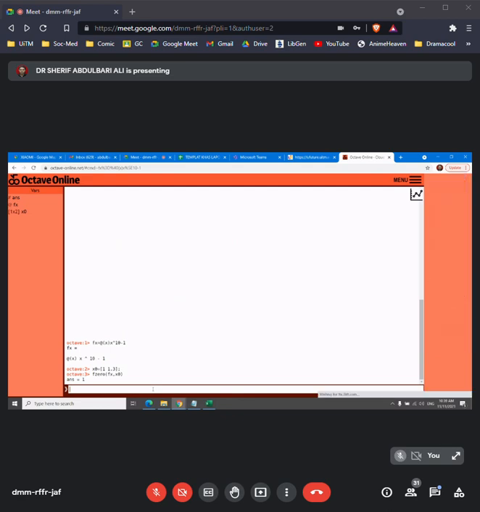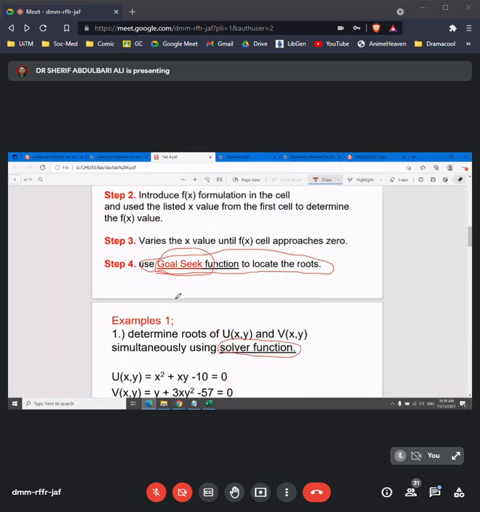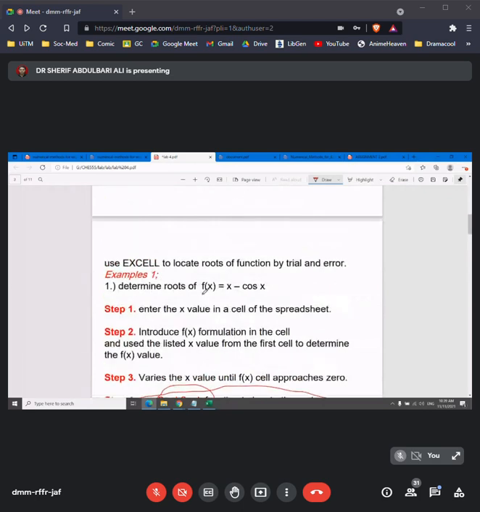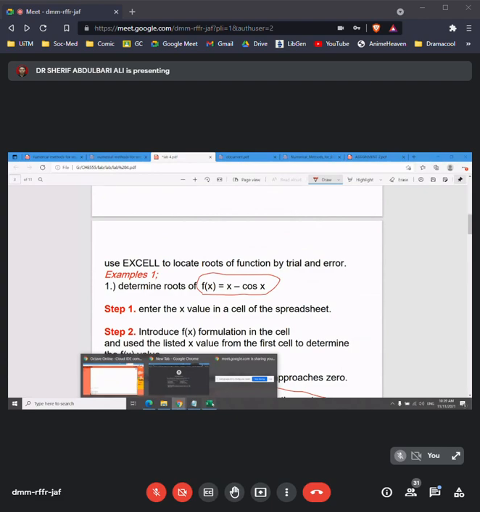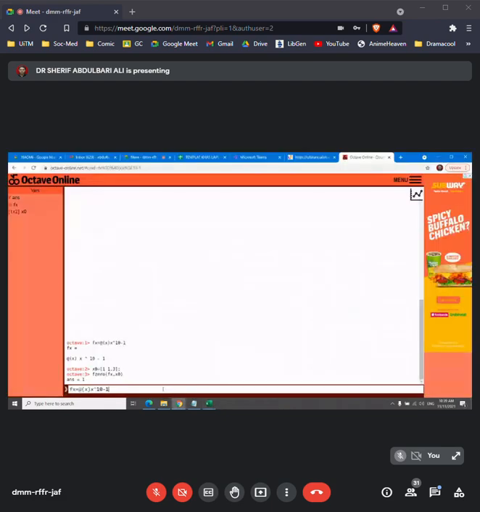Another thing, if you want to change your answer, or you want to change your function to be like the one we have here for this example, let's change our function to this and see how the answer is going to be. Supposedly we are getting the same exact answer of 0.739. So let's see how. I will change my function to x minus the cosine of x.